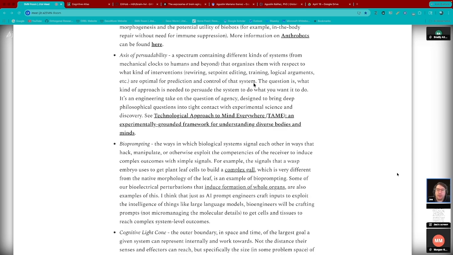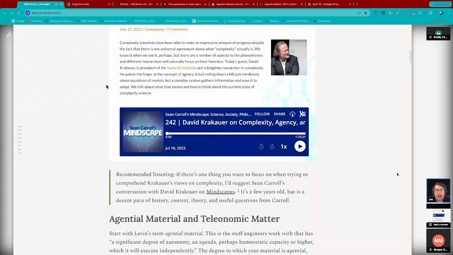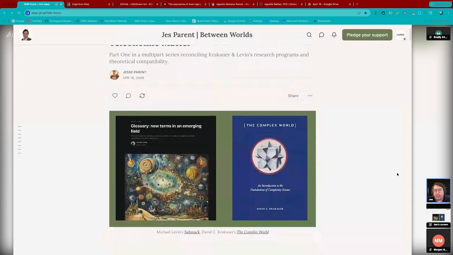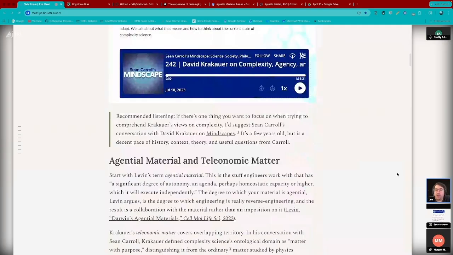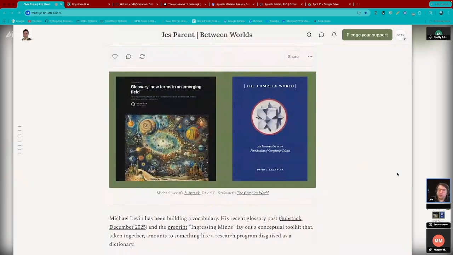The question is what kind of approach is needed to persuade the system to do what you want it to do. And there's very interesting, and I think I mentioned this in here. What I'm doing in my post is cherry picking a few of these things and loosely aiming to reconcile what Krakauer is doing at his broader, systemic level of complexity.